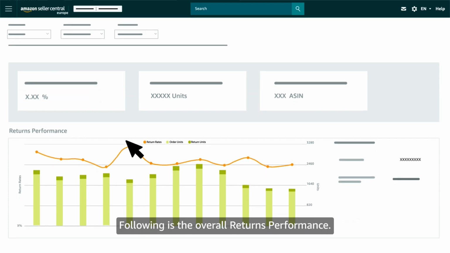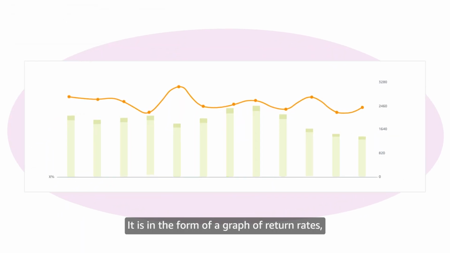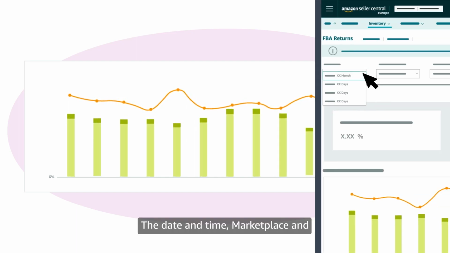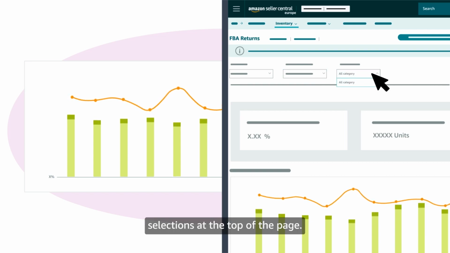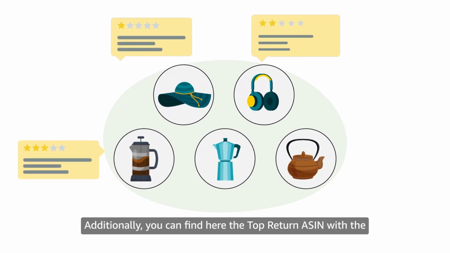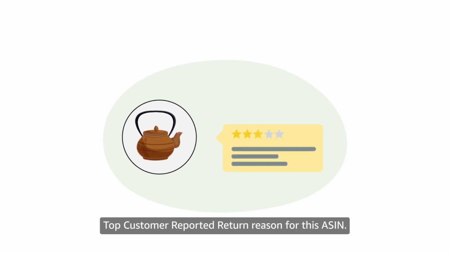Following is the overall returns performance. It is in the form of a graph of return rates, order units, and return units over time. The date and time, marketplace, and category in the chart are based on your selections at the top of the page. Additionally, you can find here the top return ASIN with the top customer reported return reason for this ASIN.